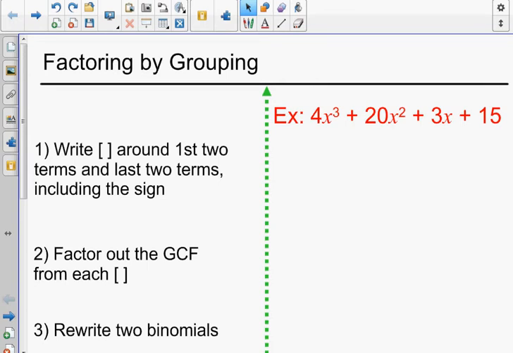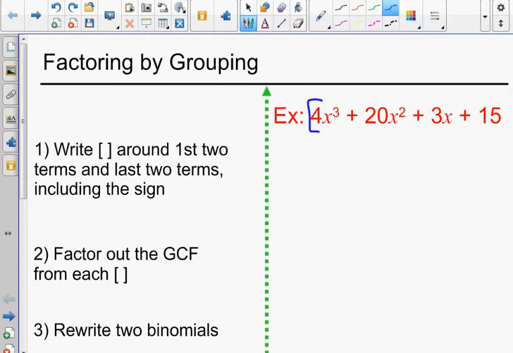What we have here is an example where we're going to be factoring by grouping. Now on the left you can see I have the steps laid out in words to guide you, so if you for whatever reason need to read as well as see the process, you have that visual cue as well. So the first step is we're going to put brackets around the first two terms and the last two terms. This is the grouping that we're doing.